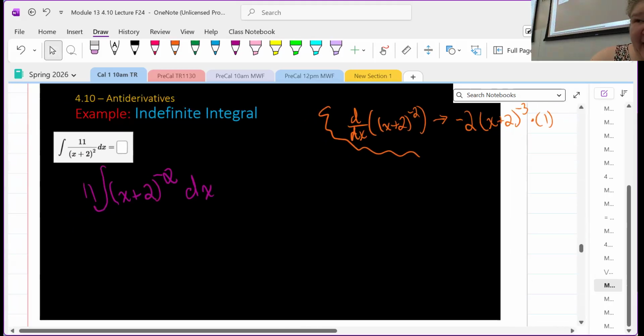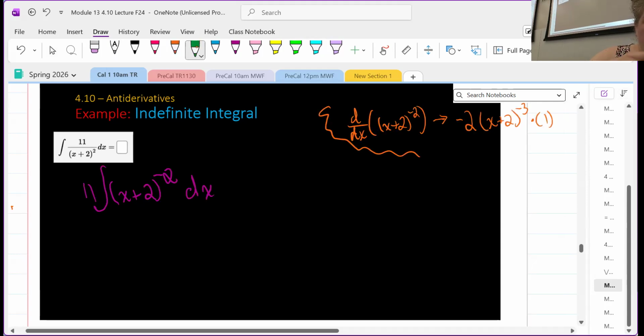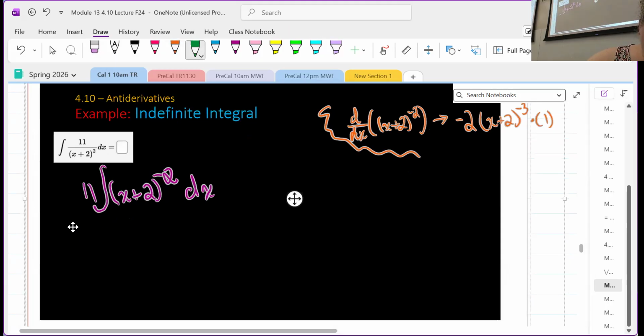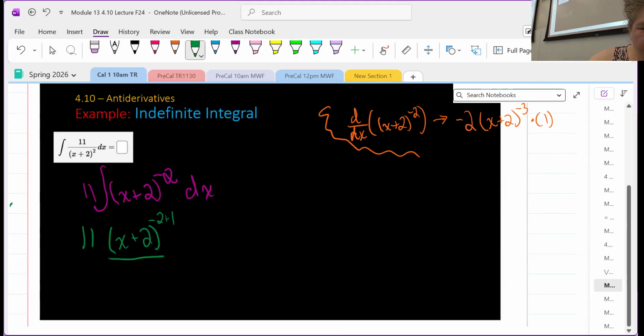So I'm going to use my antiderivative power rule. So we still have the 11. Oops. Now we're doing the antiderivative, so I don't write the integral symbol anymore. So I'll have x plus 2 to the -2 plus 1 divided by -2 plus 1. So when the numbers get weird, I will actually write the plus 1 over thing plus 1.